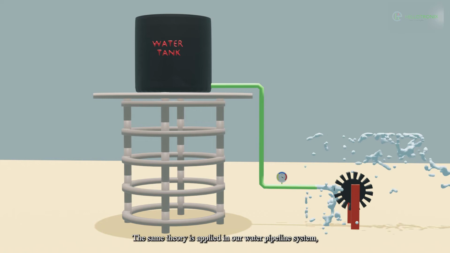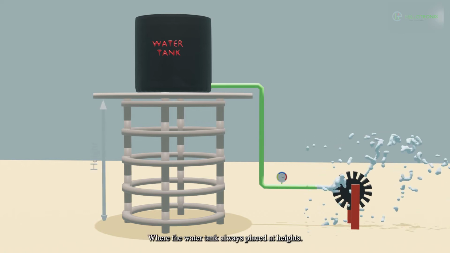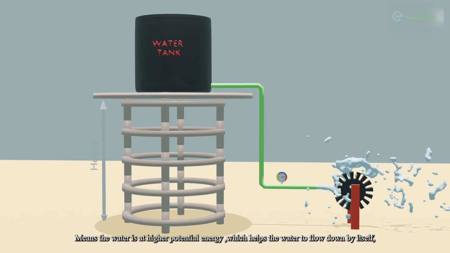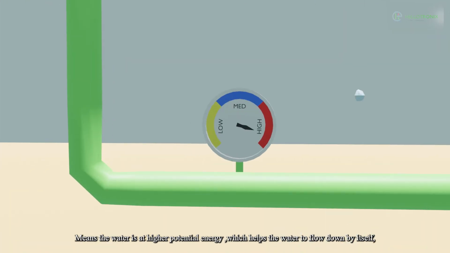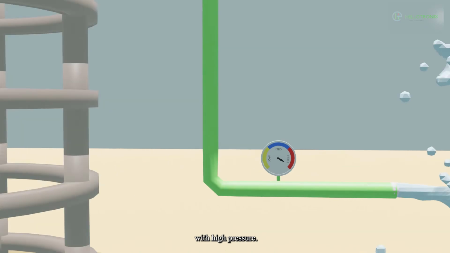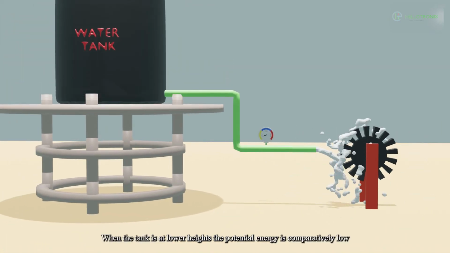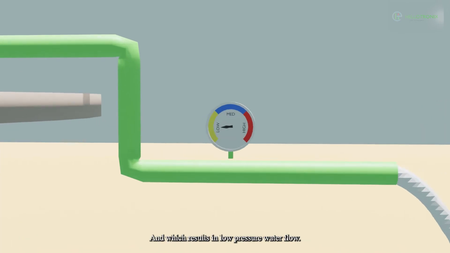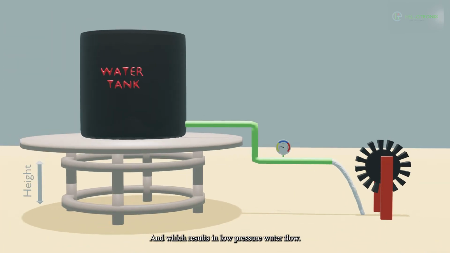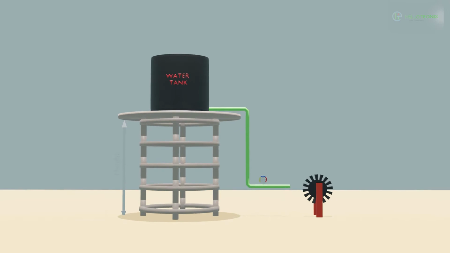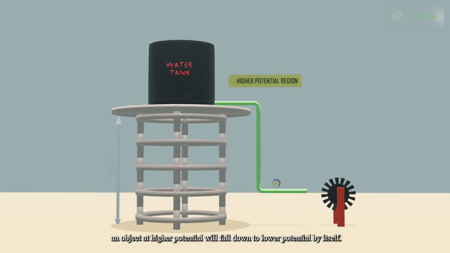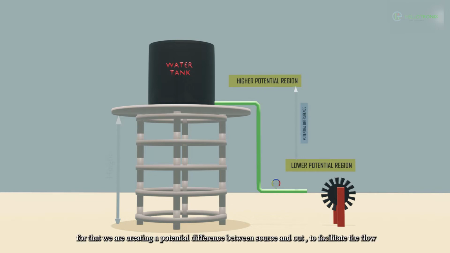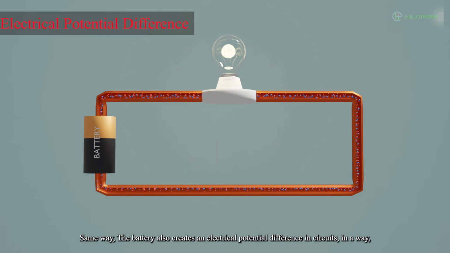The same theory is applied in our water pipeline system, where the water tank is always placed at heights, which means the water is at higher potential energy, which helps the water to flow down by itself with high pressure. When the tank is at lower heights, the potential energy is comparatively low, which results in low pressure water flow. In short, in all these applications, we are implementing a theory that an object at higher potential will fall down to lower potential by itself. For that, we are creating a potential difference between source and outlet to facilitate the flow. In the same way, the battery also creates an electrical potential difference in circuits.